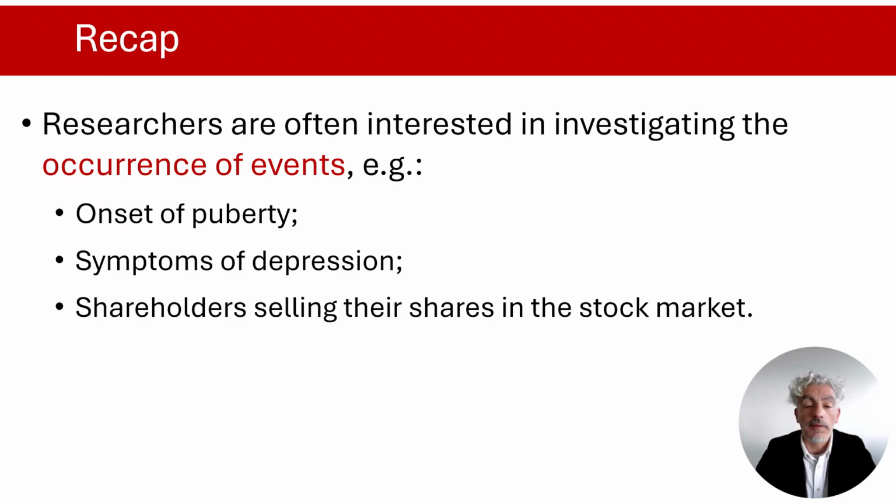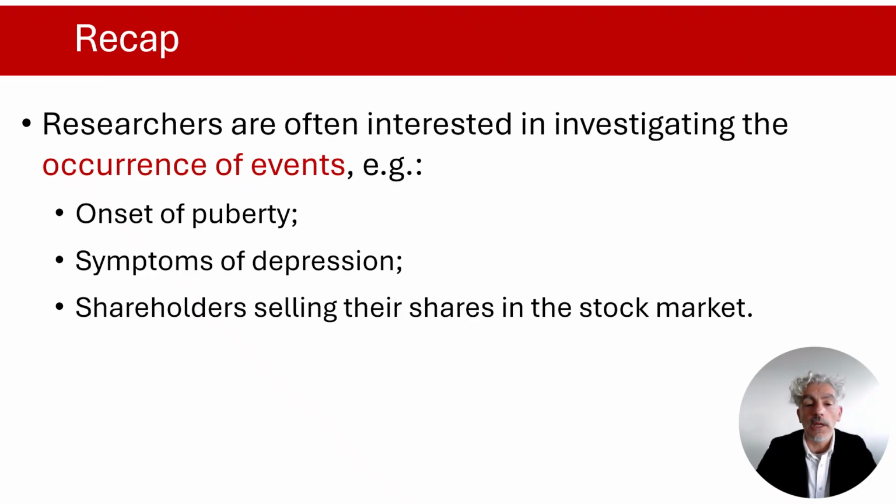And to run survival analysis, we need to clearly define an event of interest. That is, we need to define a change in participant status that we can observe. For example, individuals move from pre-pubertal to puberty, or they move from not experiencing depression symptoms to experiencing depression symptoms.